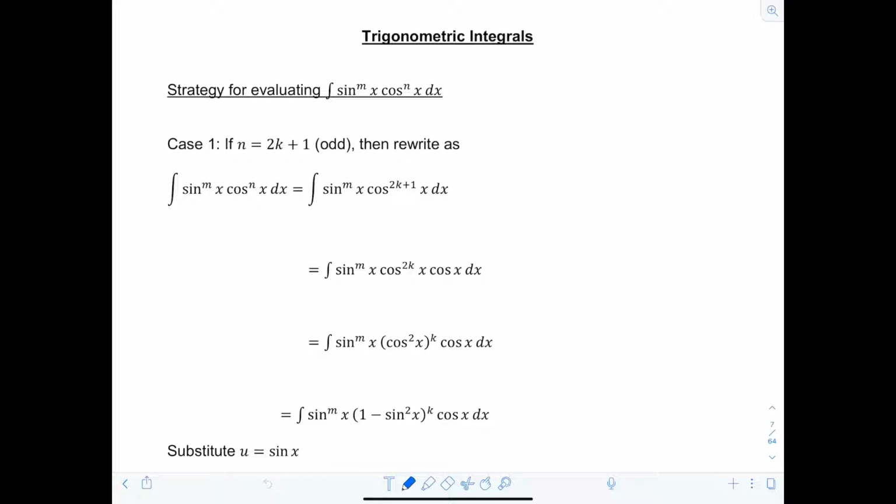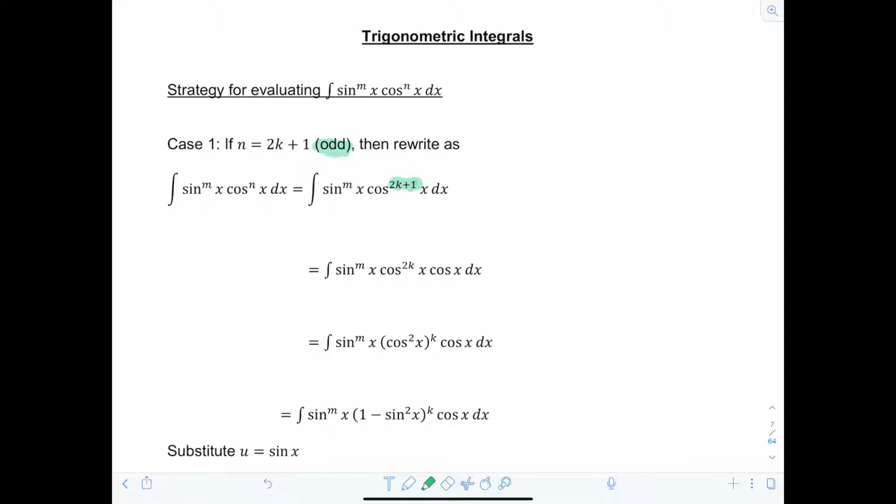So the first case we're going to look at is how to evaluate the integral of sine raised to the mth power of x times cosine raised to the nth power of x dx. So basically you have a product of powers of sines and cosines. And the first case we're going to look at is if n is equal to 2k plus 1. So if the exponent on cosine is odd. All right, how do you deal with that? And then we're assuming in this case the exponent on sine could be even or odd.